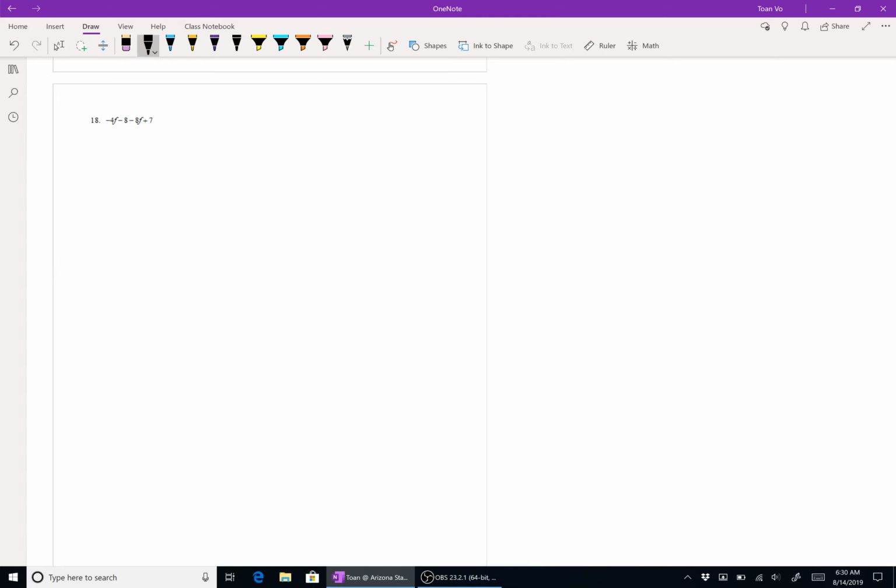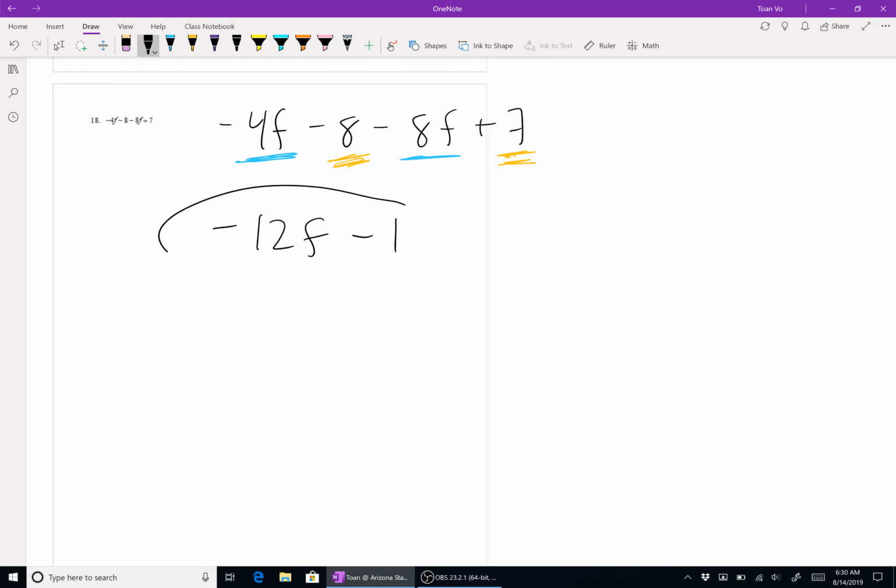Number 18, more of the same thing. You're just combining like terms. So we have -4f minus 8 minus 8f plus 7. So your like terms are your f terms and your constant terms. So put them together. Let's start with the blue. -4f with -8f is -12f. And then the other color, -8 with the +7 gives you a -1.